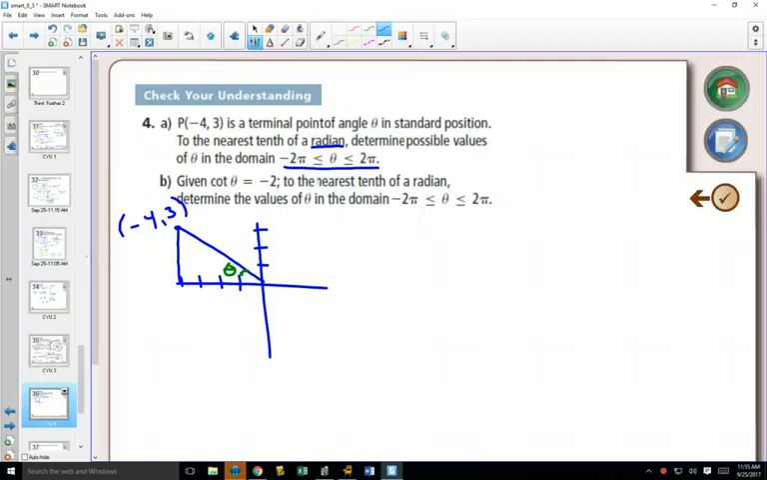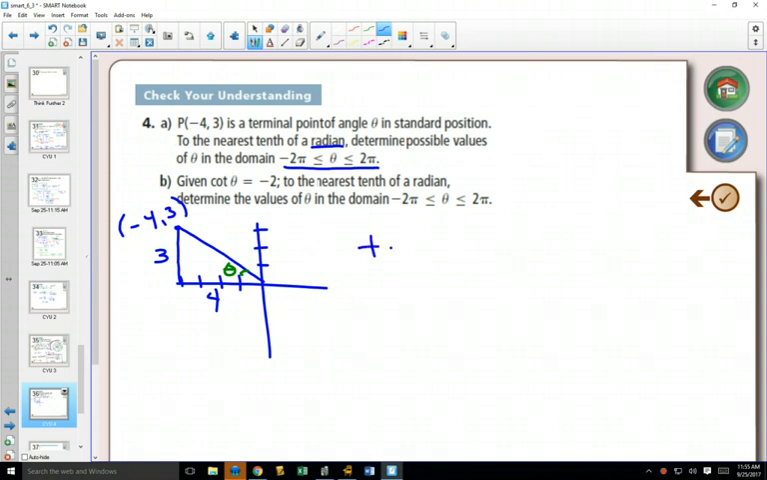In this triangle, we know that this length is 4 and this length is 3. Notice when I'm talking about that triangle, I don't include negatives because I want you to think about that as just a regular triangle to figure out your reference angle based on the math that you learned in grade 10 and 11 about trig. With that triangle, if I want to find that reference angle, would I use sine, cos, or tan? I would use tan because I know the opposite side and the adjacent side.